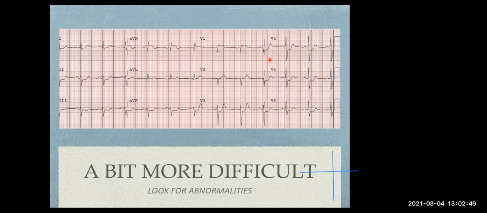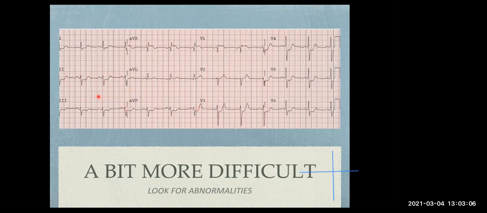Okay, remember that. So let's look at our rhythm. So here we've got P waves. We can see nice P waves there. We can see a PR interval of about 3 blocks, narrow QRS complexes that are quite regular. So we've got a regular rhythm.